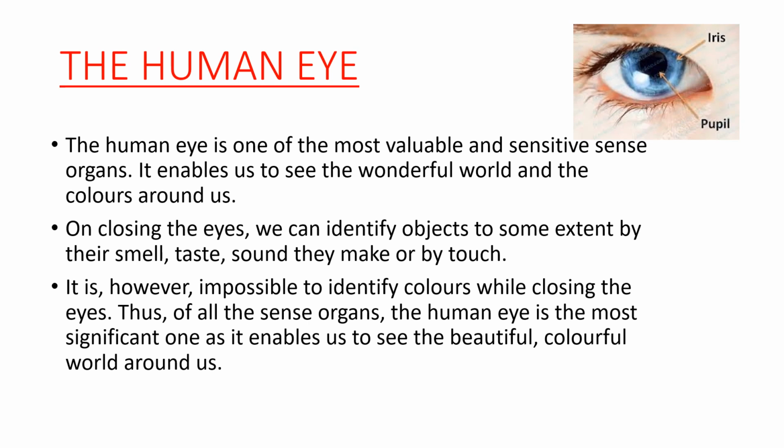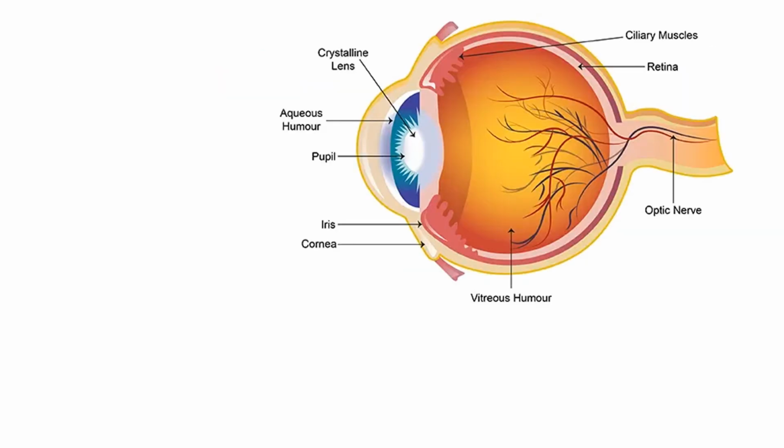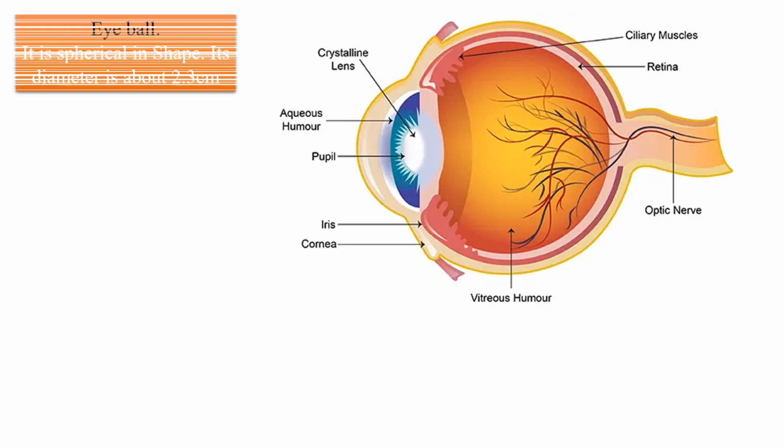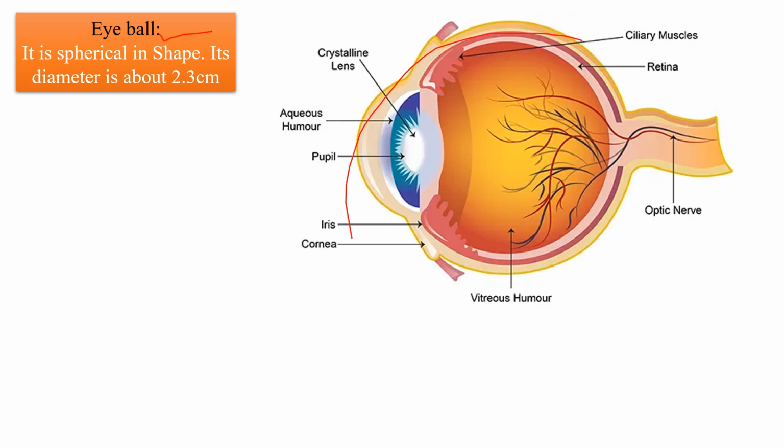So now let's start with the parts of human eye. Now we'll discuss each and every part of the human eye. Okay, so let's get started with this. The first part that we are going to discuss is the eyeball. Eyeball, it is spherical in shape. Its diameter is about 2.3 centimeter.